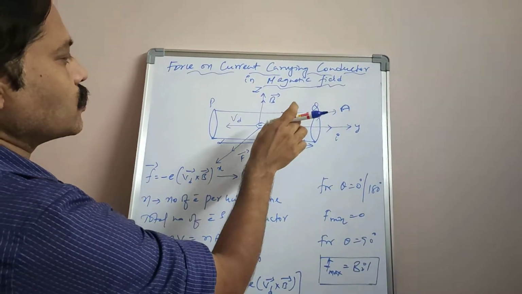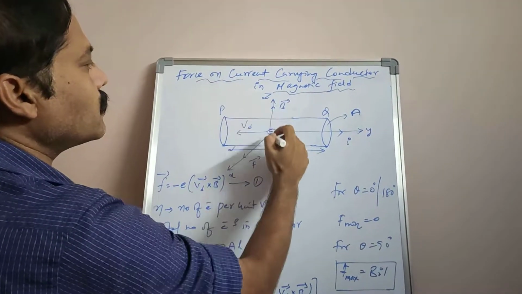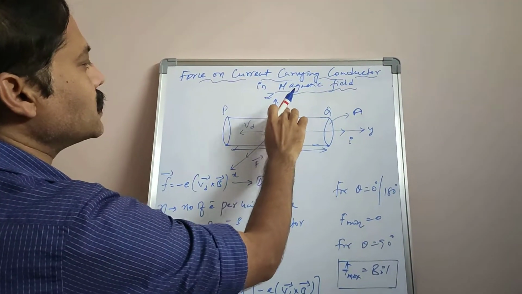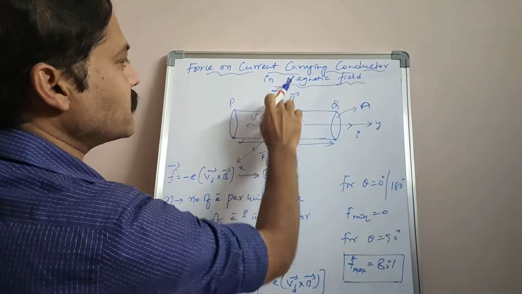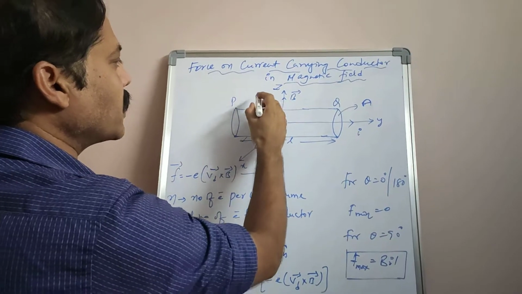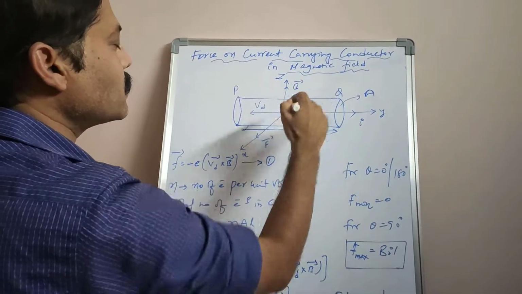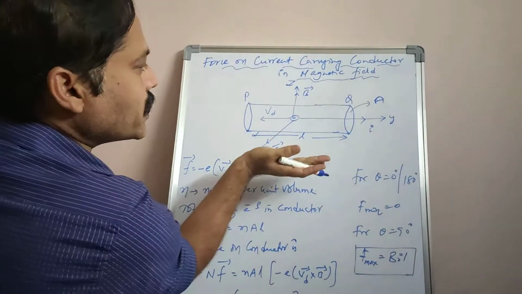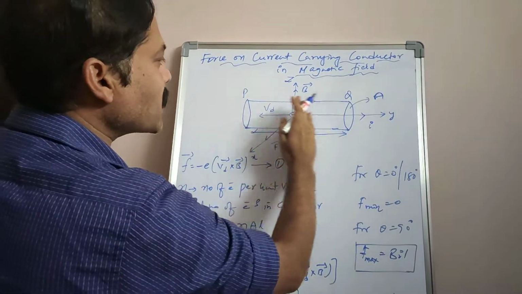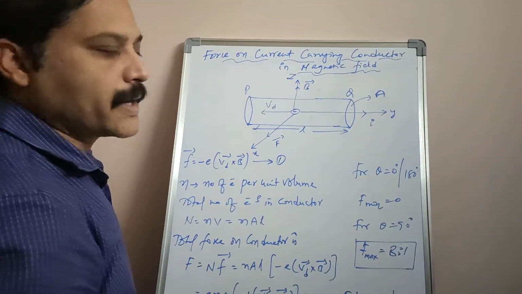Now this conductor is placed in a magnetic field of intensity B that acts along the Z axis. We take this axis as the Z axis, and the magnetic field is acting along it. You can draw 2-3 lines here, that indicates the magnetic field is acting along the Z axis. In this magnetic field we are placing the conductor PQ of length L and area of cross section A.